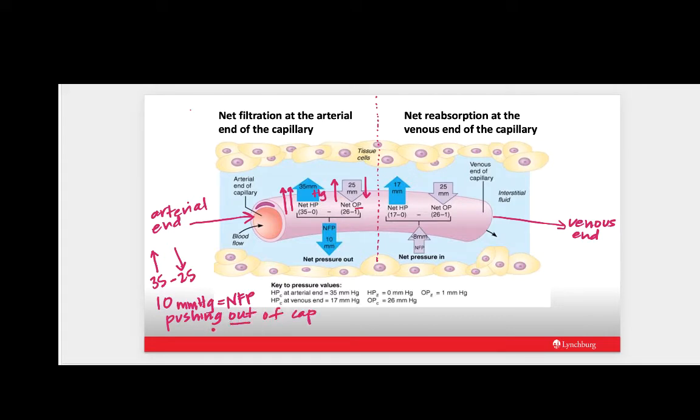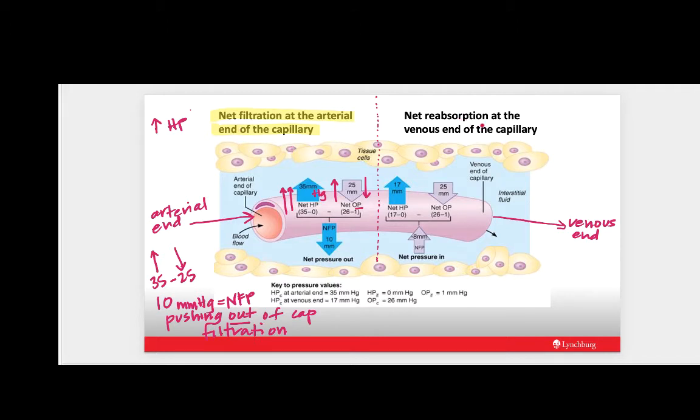And we call that filtration. So when we're going from inside the capillary to out, we call that filtration. And that's exactly what we see. If you look here, we end up having net filtration at the arterial end of the capillary bed. And that is a general truth that we see with capillaries. That's just because the hydrostatic pressure is increased and it's pushing fluid out of the capillary.